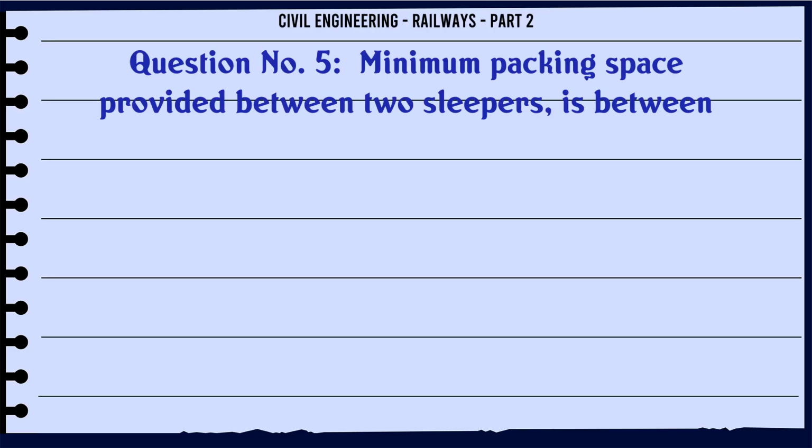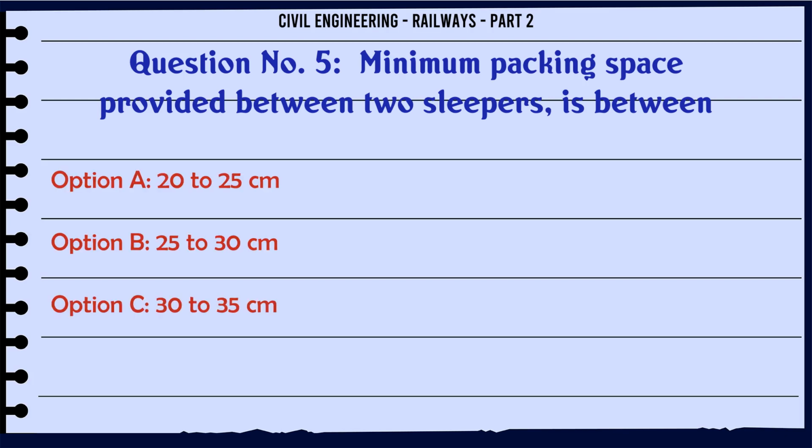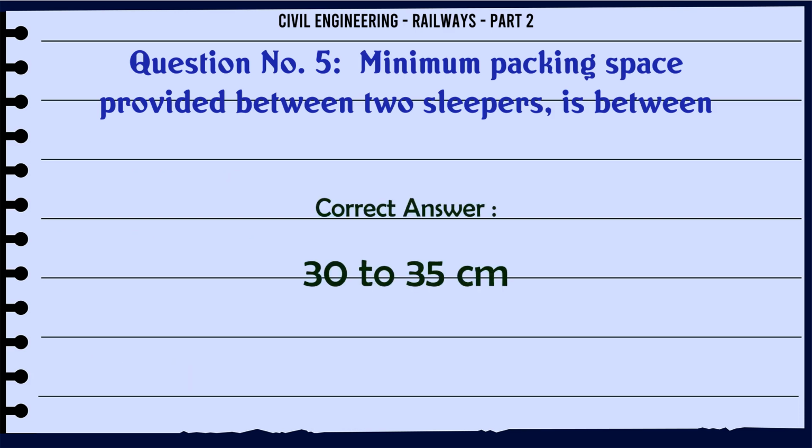Minimum packing space provided between two sleepers is between A. 20 to 25 cm, B. 25 to 30 cm, C. 30 to 35 cm, D. 35 to 40 cm. The correct answer is 30 to 35 cm.